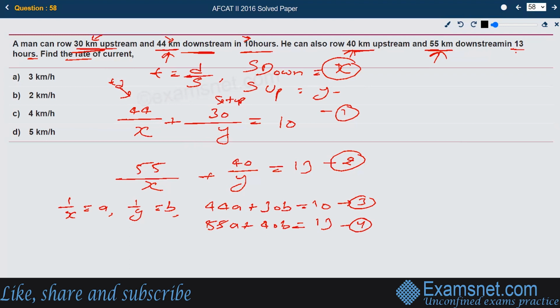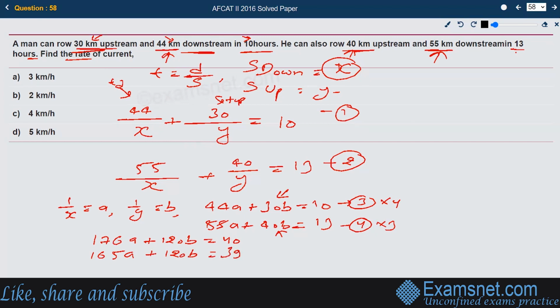Now we are supposed to solve equation number 3 and 4. What we can do is we can multiply the equation number 3 by 4 so that this factor becomes 120, and we can multiply at the same time equation number 4 by 3 so that this factor becomes 120, and then we can solve. If we do this, we receive something. 44 into 4 is going to be 176A plus 120B is equal to 40, and in the next equation 55 into 3 will be 165A plus this will obviously become 120B is equal to 13 into 3, that is going to be 39.